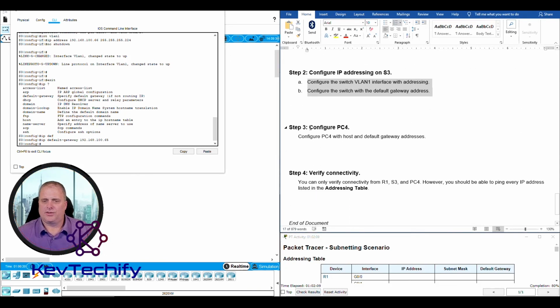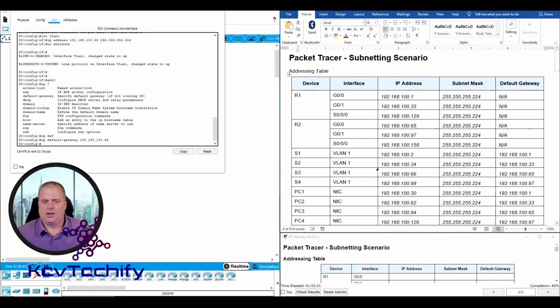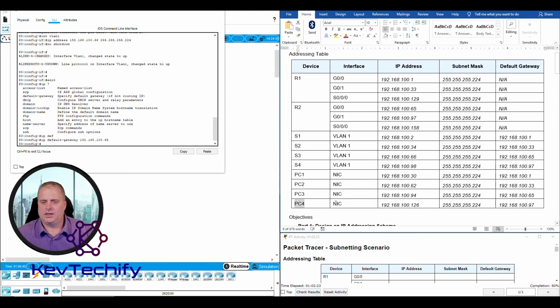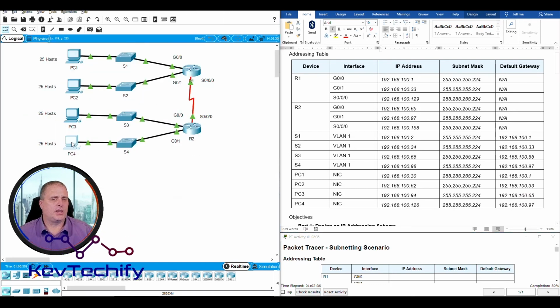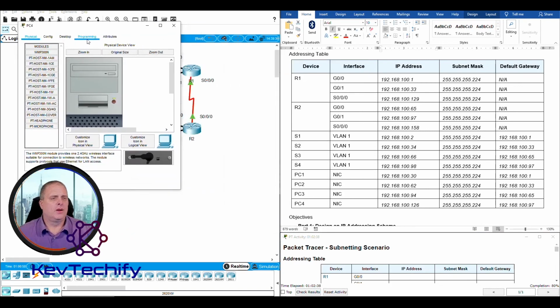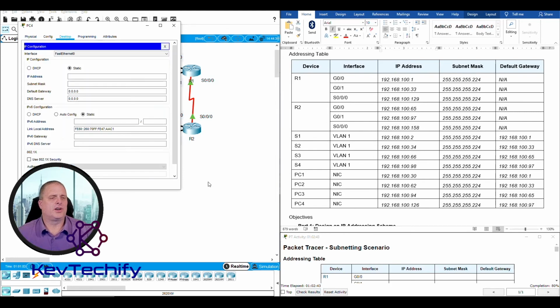Step 3, configure PC4 with the IP address and the default gateway. Okay, let's scroll up to our addressing table. PC4 is our last line in our addressing table. This is our IP address, this is our subnet mask, and our default gateway. I'm going to go ahead and minimize our S3 window. Click on PC4 at this point in time. Over here on our desktop tab, I click on IP configuration.